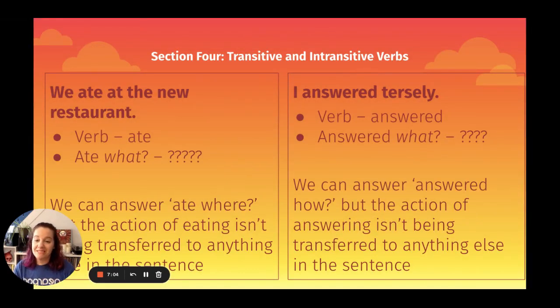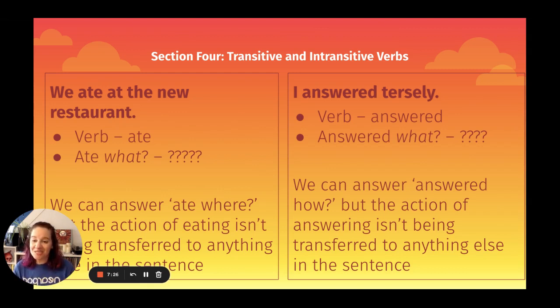So if we look at a couple example sentences, we ate at the new restaurant. Our verb is ate. We have a subject, we, but we cannot answer ate what or ate whom. We can only answer ate where. So the action of eating isn't being transferred. The restaurant is not being eaten by we in the sentence.